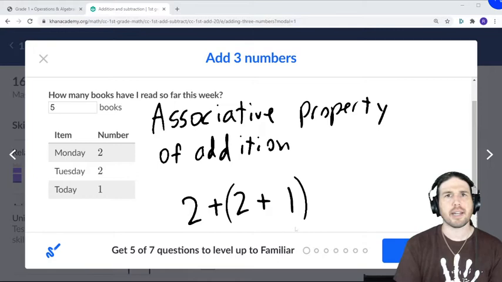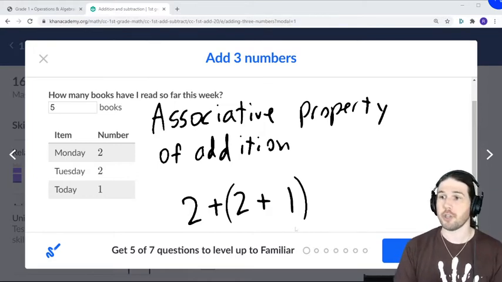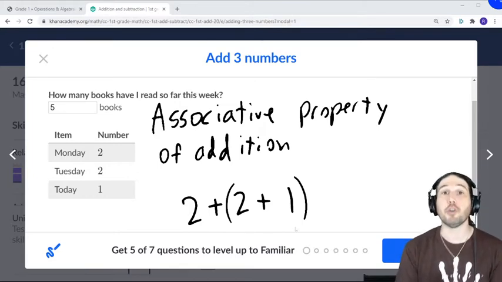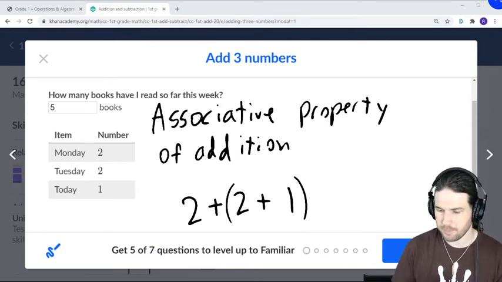Now, we're not going to name this now. We're not going to expect first graders to know what the associative property of addition is, but we do expect them to know that you can add in whatever order you want and you still get the same result.